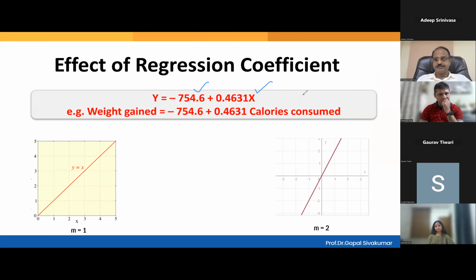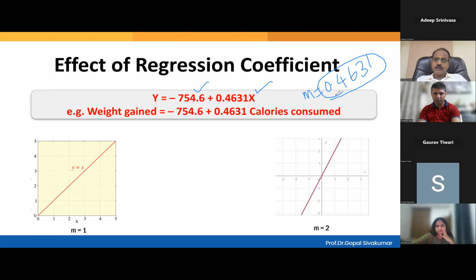So what is m here? Tell me, what is m here? 0.46. So in this particular equation, m is the slope. So m is the slope, and this is the regression equation with how many factors? Only one factor. So this is known as simple linear regression. Now this 0.4631 can also be called the regression coefficient.